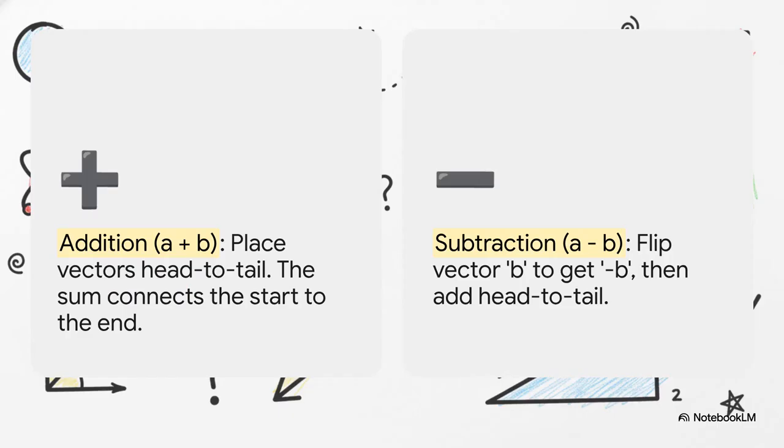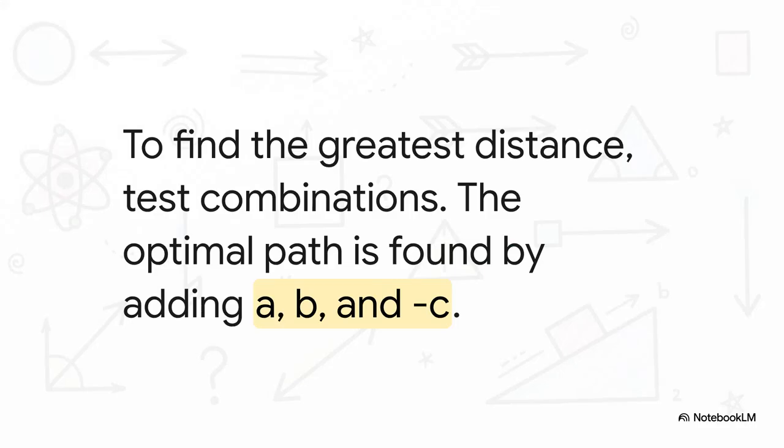But what about subtraction? You might think that's going to be complicated, but it's actually incredibly easy. See, subtracting a vector is just adding its opposite. A negative vector, like minus B you see on the left, has the exact same length as the original, it just points in the 180-degree opposite direction. So to find A minus B, you just flip B around to make it minus B, and then add them together like we just learned. Problem solved.